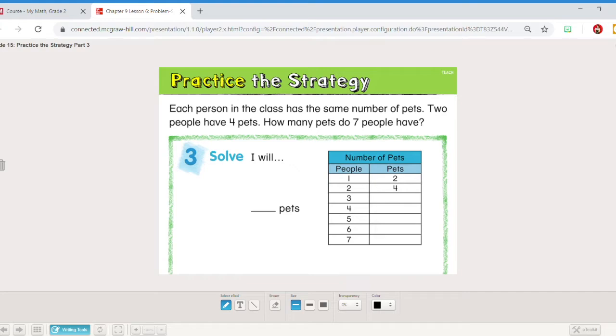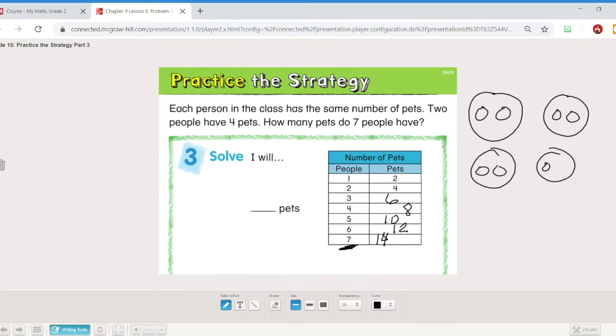So it looks like we're going to be counting by 2s as we go. So I'm just going to count by 2s down the chart and then we'll check. 2, 4, 6, 8, 10, 12, 14. So looks like there are a total of 14 pets in the class if there are 7 students. See where we practice? 1 student has 2 pets. 2 students also. So now they have their total of 4.